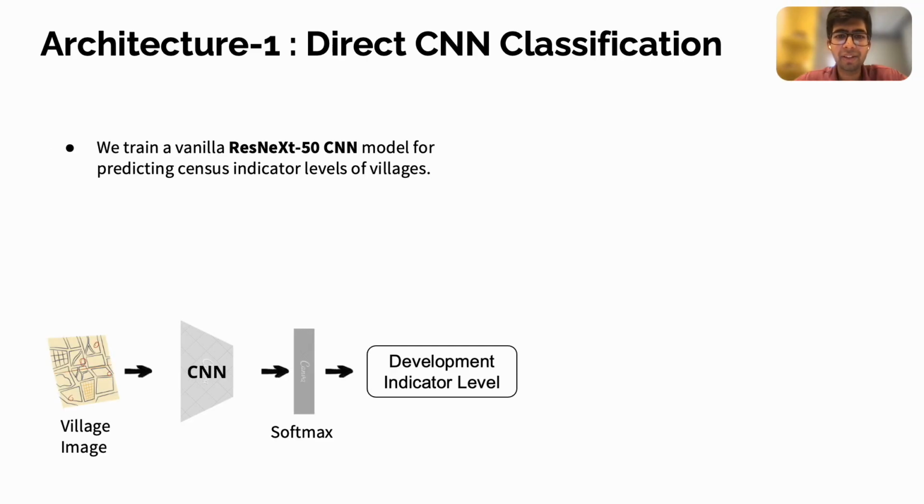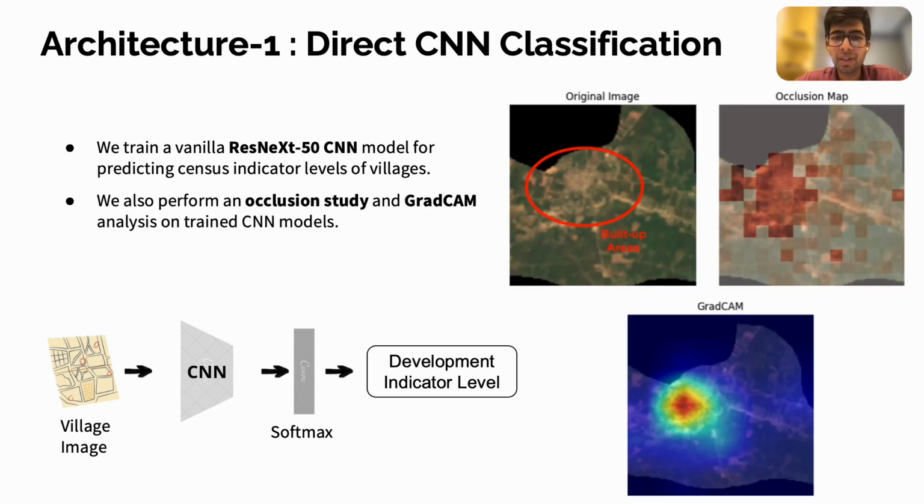We begin the process of training models by using a direct CNN classification as our first architecture. We train a vanilla ResNeXt 50 CNN model to predict levels of development indicators. We also perform occlusion and Grad-CAM analysis on the trained CNN weights. For example, in this village image, we notice that the model focuses more on the built-up pixels, which is consistent with our intuition.